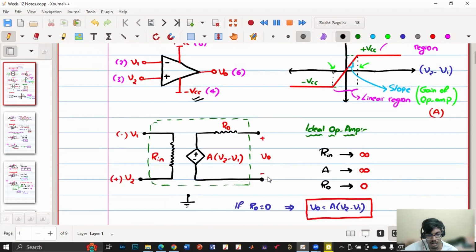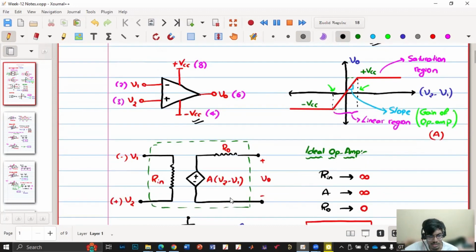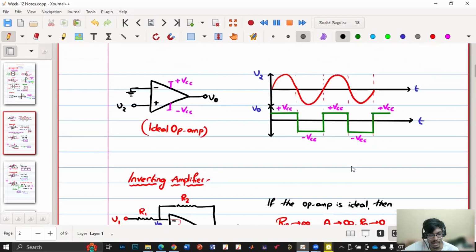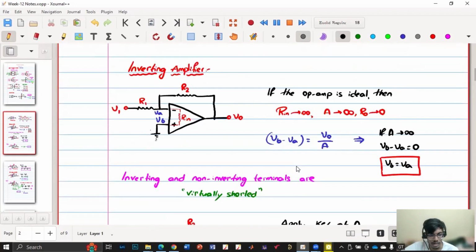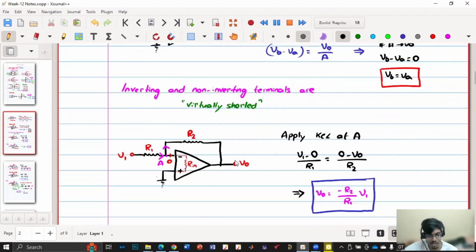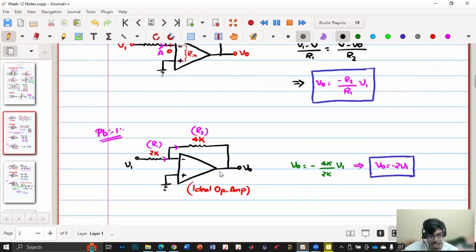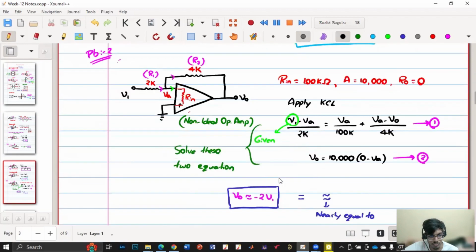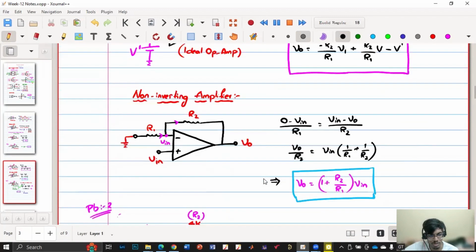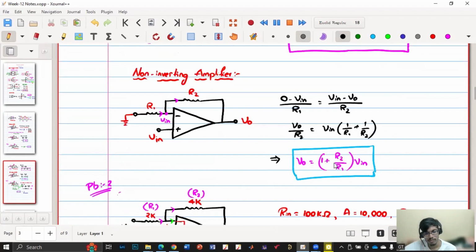And we have seen the non-ideal op-amp circuit connection and how it is working like an amplifier, and what the input impedance, gain, and output impedance are for ideal op-amp. Then we discussed the inverting amplifier, and one key aspect, that the non-inverting and inverting terminals act like virtually shorted. Then we saw an inverting amplifier with resistors for ideal op-amp, what the V naught is, and in the case of non-ideal op-amp, it will come close to -2 but not exactly -2.